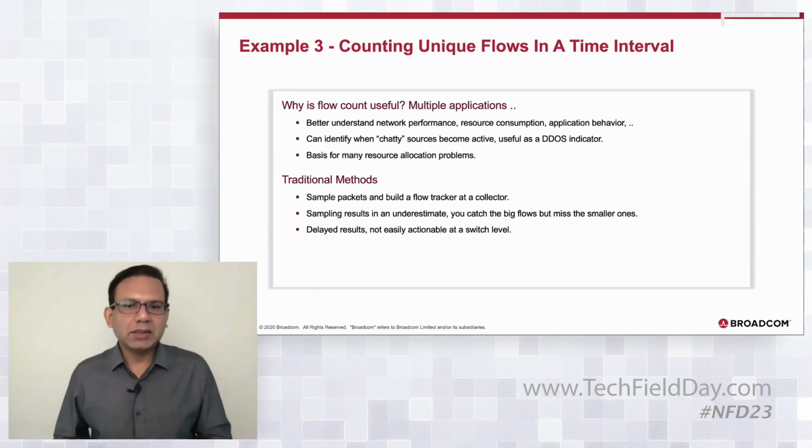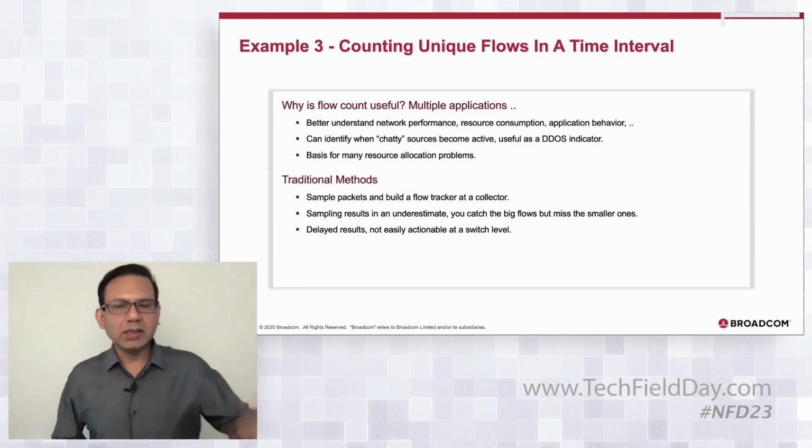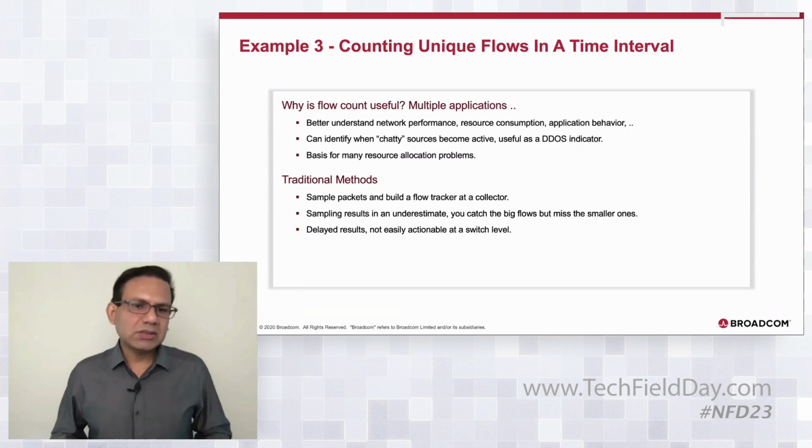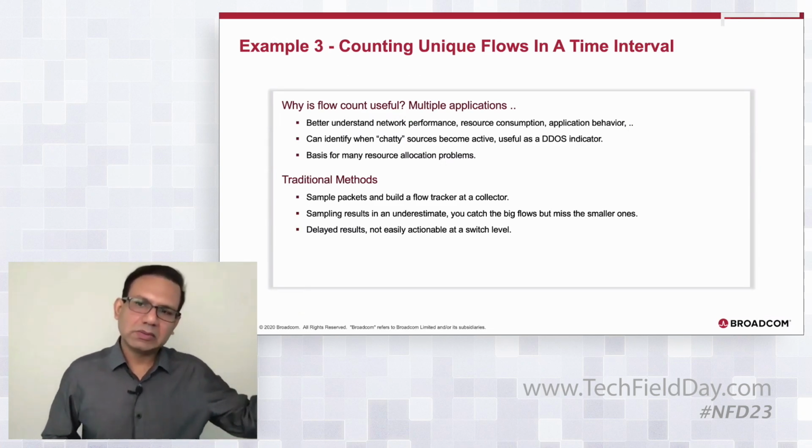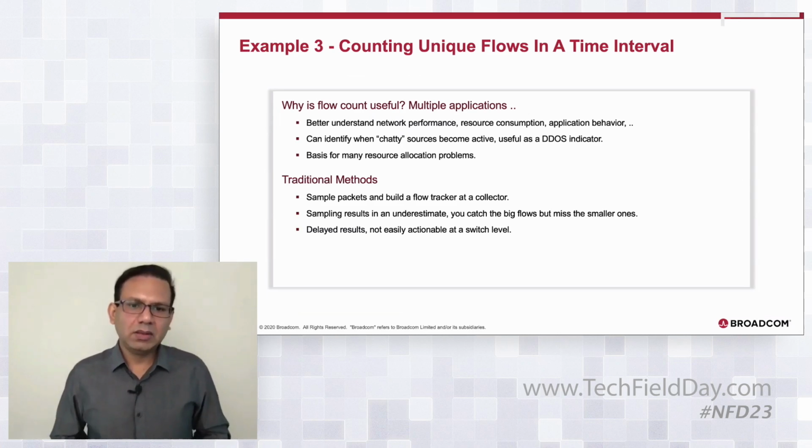You would sample the packet and build a flow tracker at a collector. The sampling will result in an underestimate. You catch the big flows but miss the smaller ones. And then the results are delayed because you're waiting at a collector to get enough samples. And it's not easily actionable at a switch level because the inference is happening somewhere else, not on the switch.